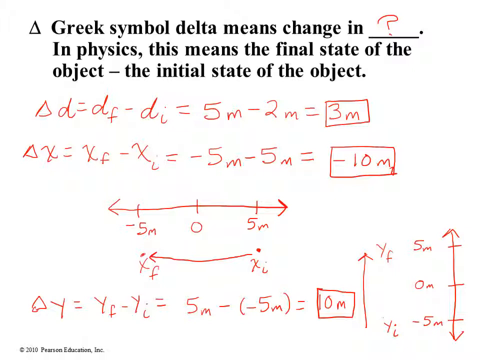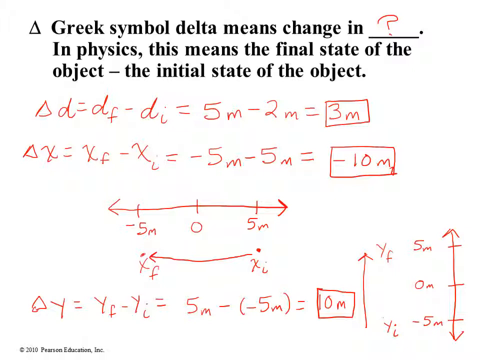So when you see delta d, let's say for distance, the final distance minus the initial distance is 3 meters. Now it's not a vector, it has no direction, it is just a magnitude, 3 meters. We're not really sure what direction it was in, and we don't care.